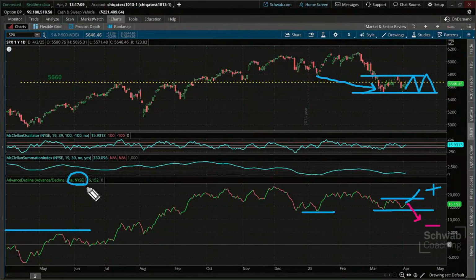Any given day is what we're looking at. Here's a day-to-day read on that. Now, it's a cumulative line, right? So it doesn't oscillate between highs and lows. It's like, hey, if you keep getting more advancers, it keeps going higher. But just to recap this, a rising advance-decline line suggests broad market strength.